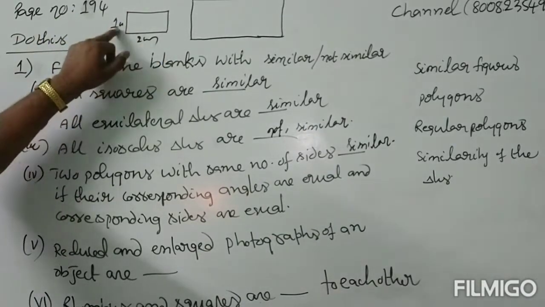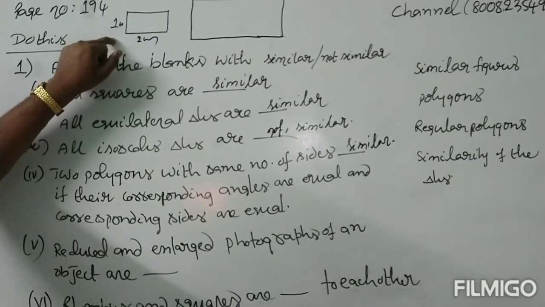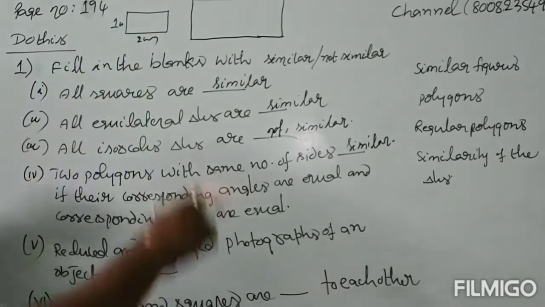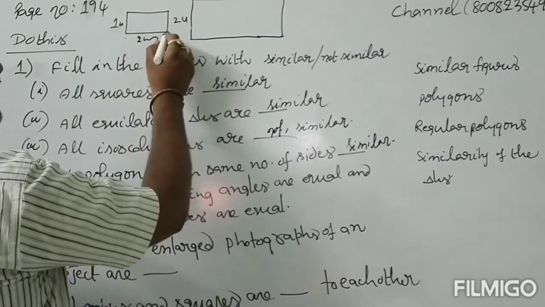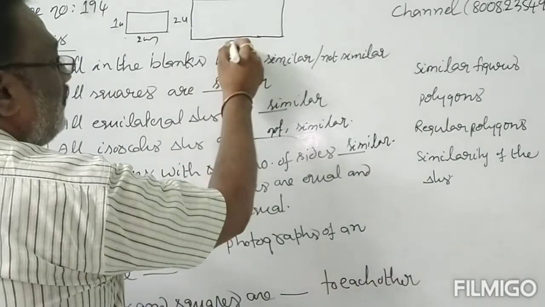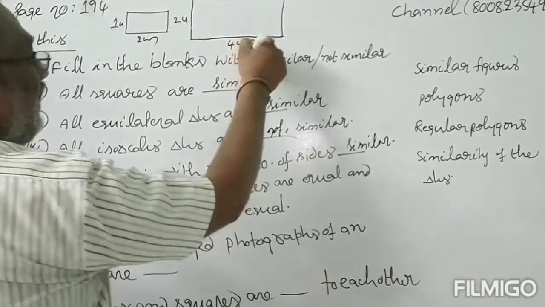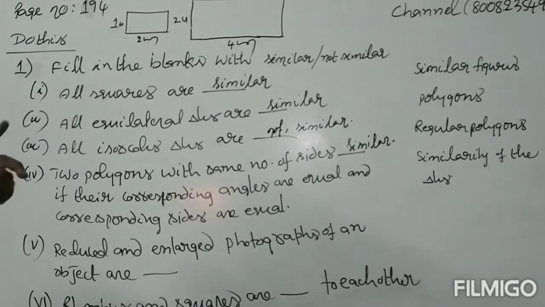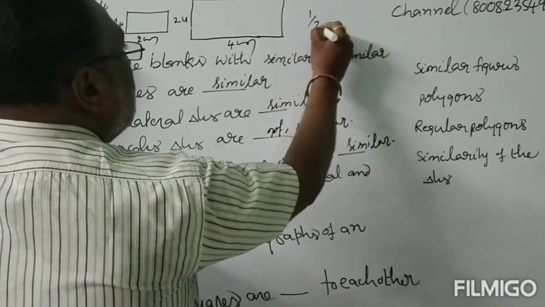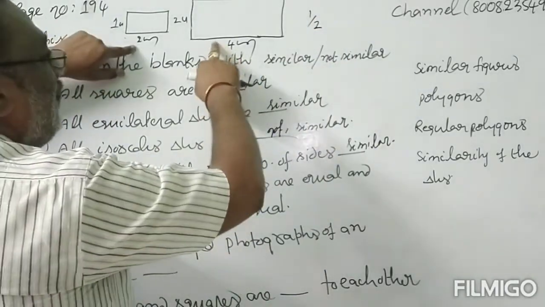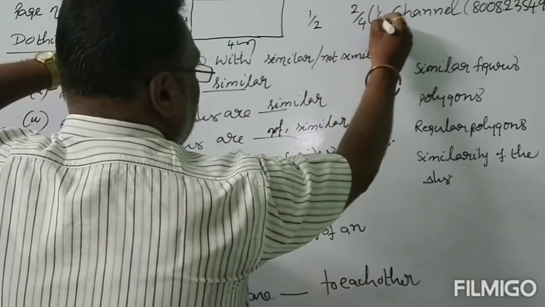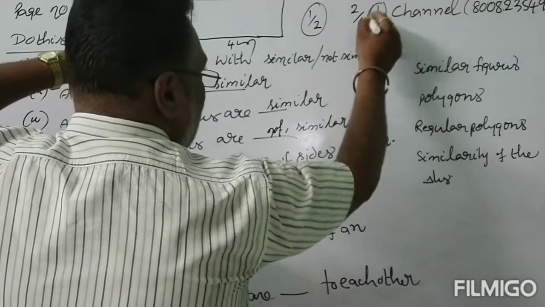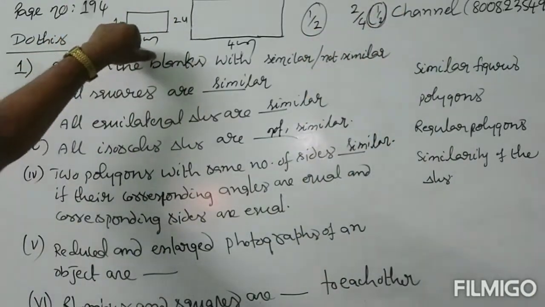Now listen to me. Here, the width of the previous figure is 1 unit, and the width of the enlarged figure is 2 units. The length of the previous figure is 2 units, and the length of the enlarged figure is 4 units. If you take the proportion of corresponding sides in these two rectangles, it is 1 by 2. For the other pair of sides, the ratio is 2 by 4, which by cancellation is also 1 by 2. So the ratios of corresponding sides are in proportion.